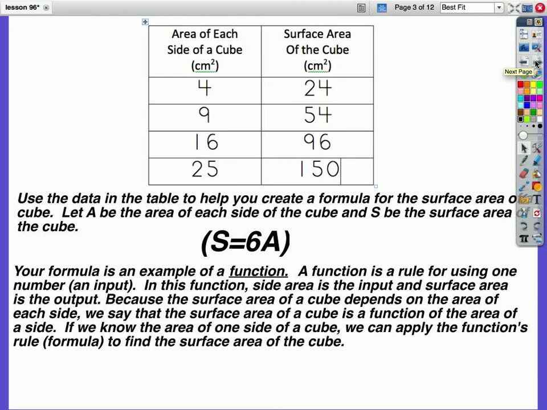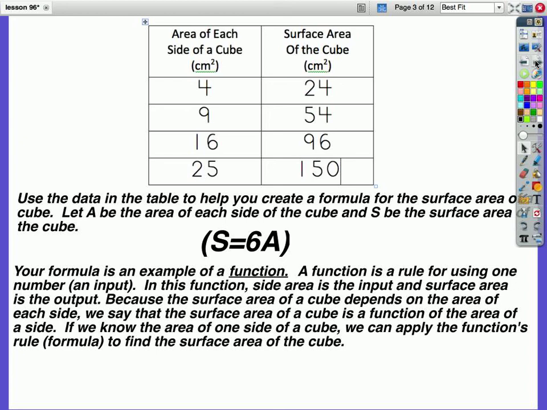Now, it says use the data in the table to help you create a formula for the surface area of a cube. Let A be the area of each side of the cube, and S be the surface area of the cube. So capital S is going to be our surface area. Okay, so we have S equals 6A. So the surface area is going to equal 6 times the area of one face. Okay? So your formula is an example of a function.